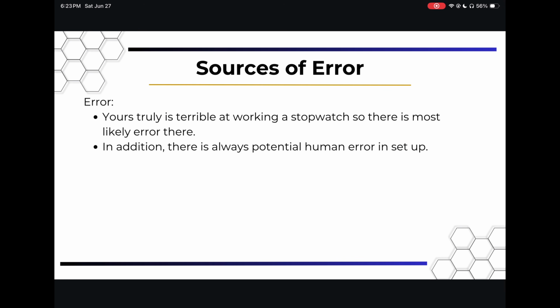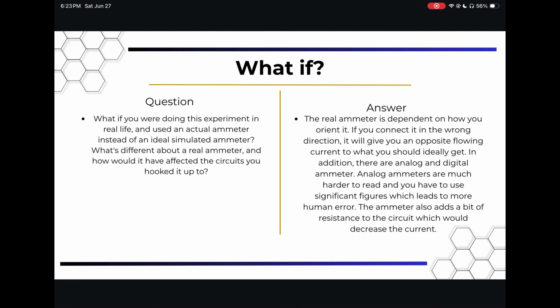So our first question: what if you were doing this experiment in real life and used an actual ammeter instead of the ideal simulated ammeter? What's the difference between the real one and the simulation, and how would it have affected the results? The real ammeter is dependent on how you orient it. And also if the ammeter is analog, it's much harder to read and you have to use significant figures, which leads to more human error. The ammeter also adds a bit of resistance, so it would decrease the overall current.